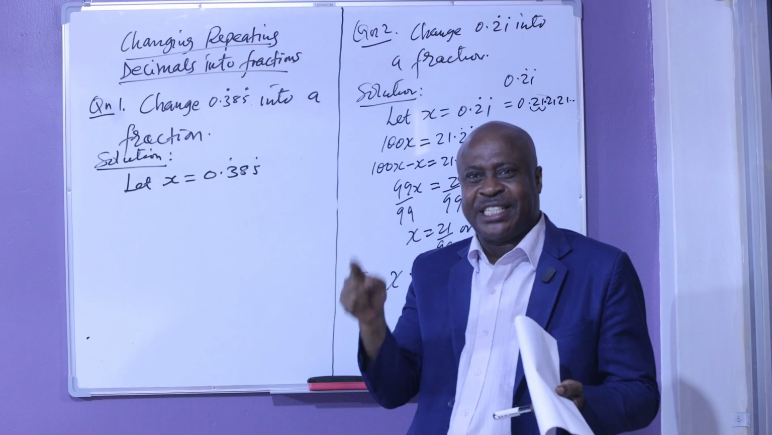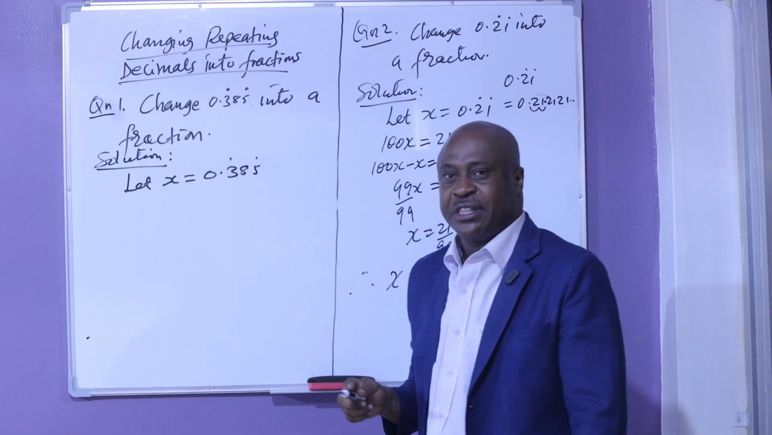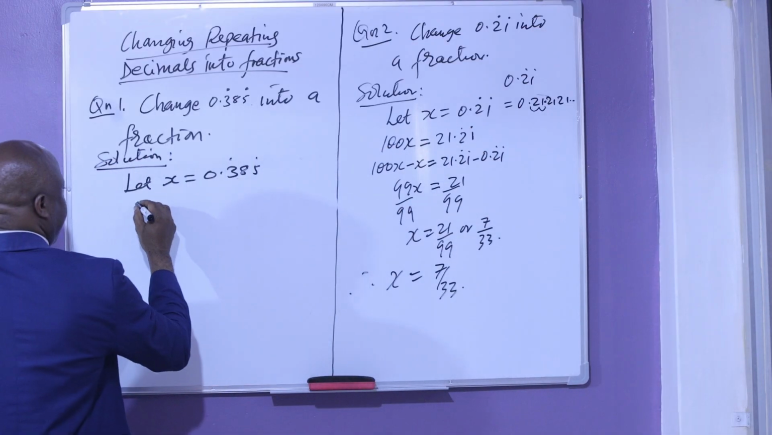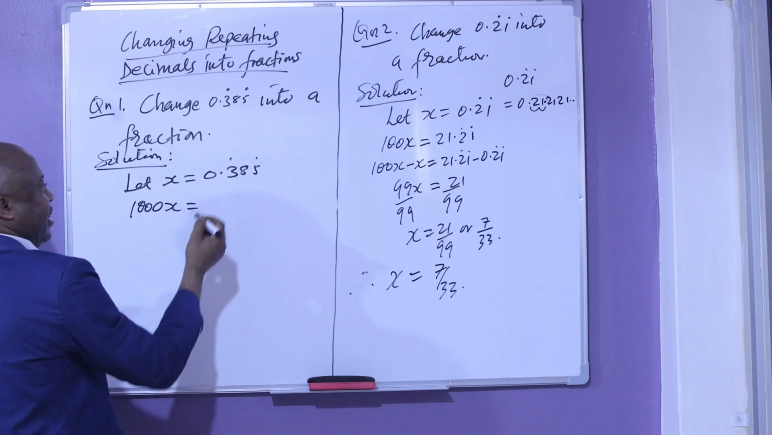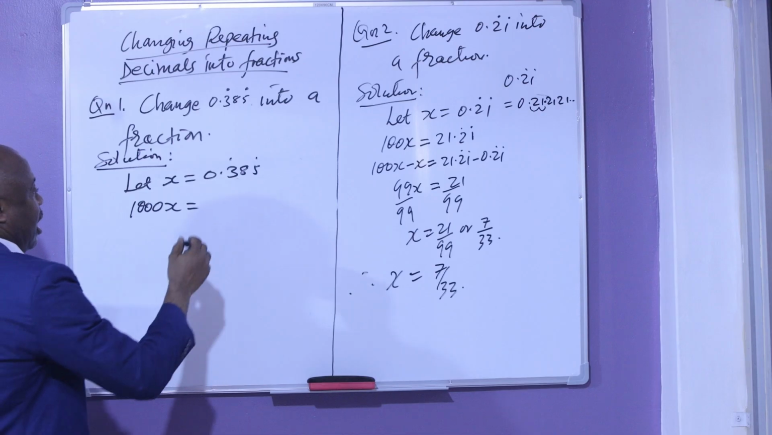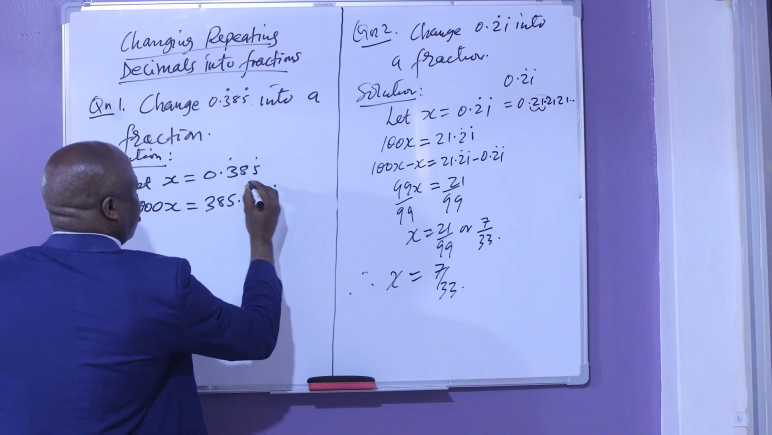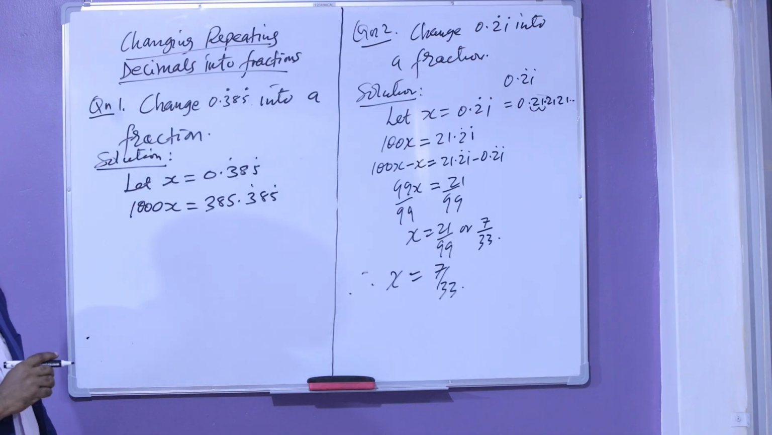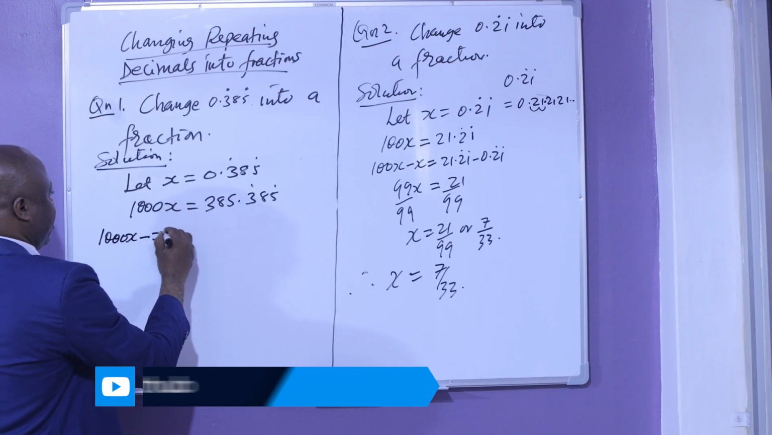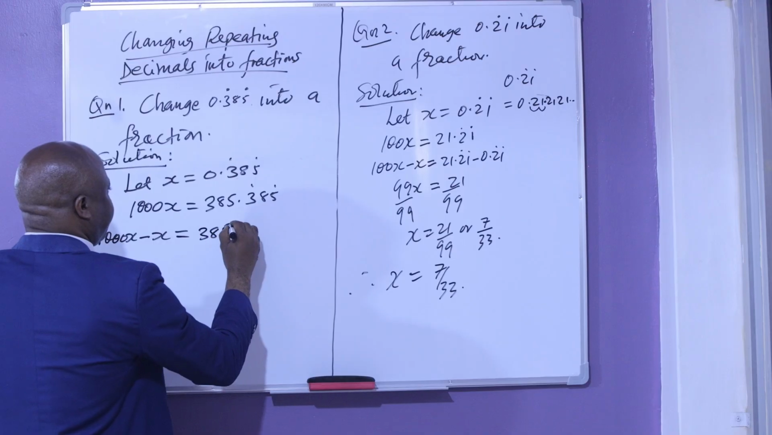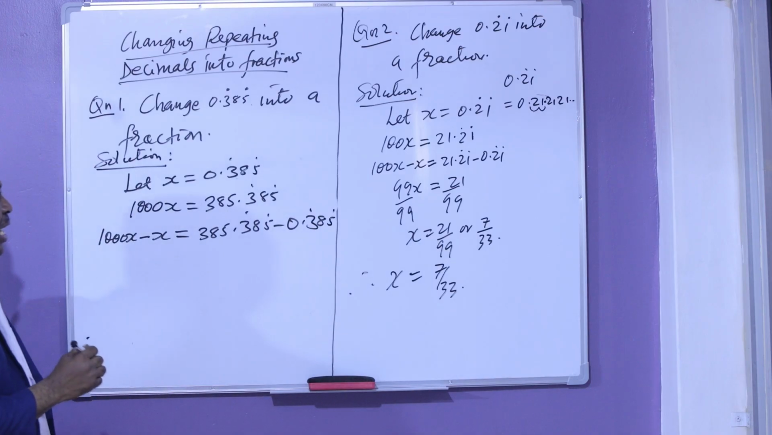Each decimal place is a 10. So we let x be 0.385 repeating, and because we're having 3 decimal places, we multiply by 1,000 on the left hand side and the right hand side. x times 1,000 is 1,000x, and 0.385 repeating becomes 385.385 repeating. Now 3, 8, and 5 are repeating, and since they are repeating, we take 1,000x minus x, which equals 385.385 repeating minus 0.385 repeating.